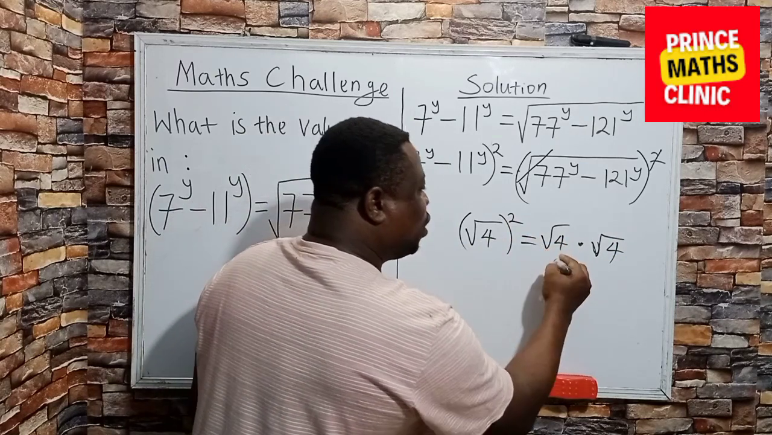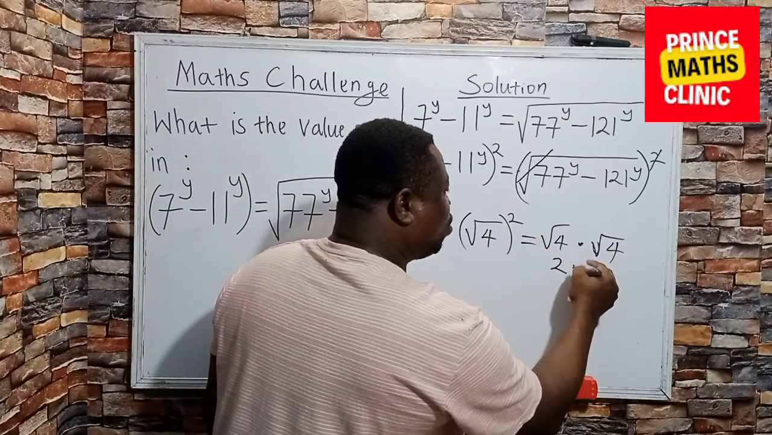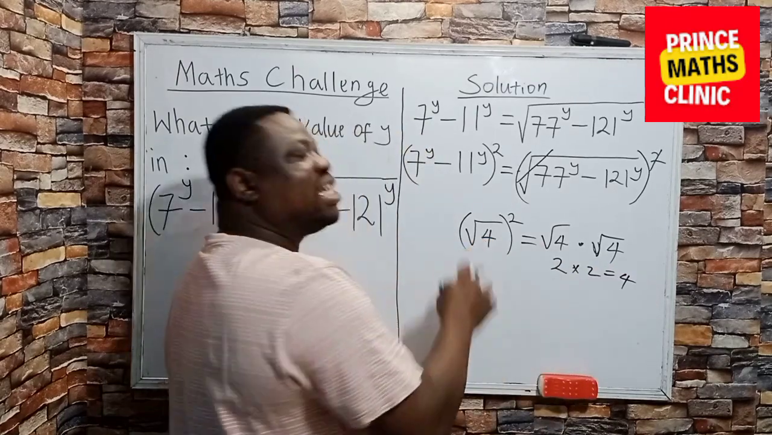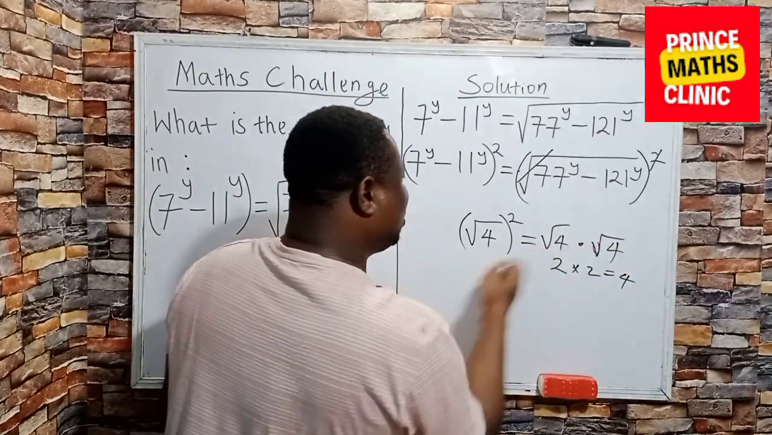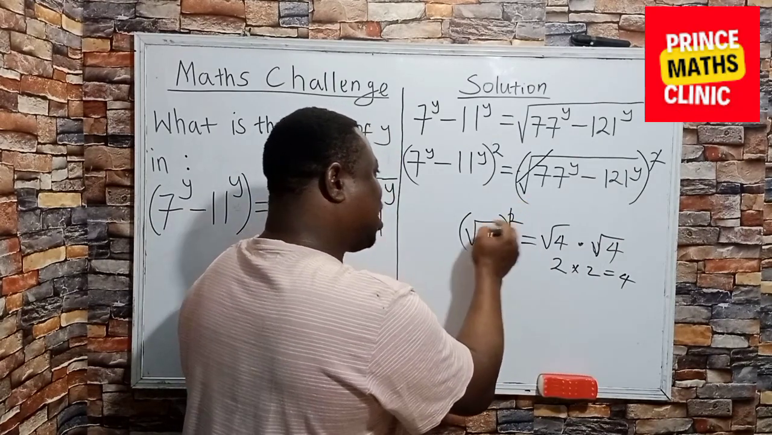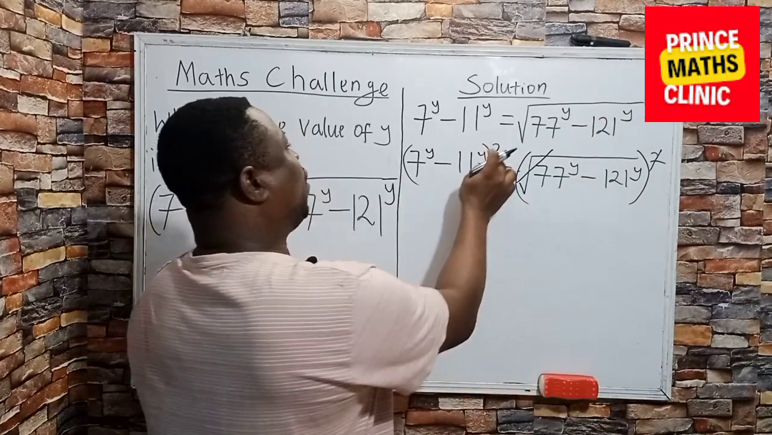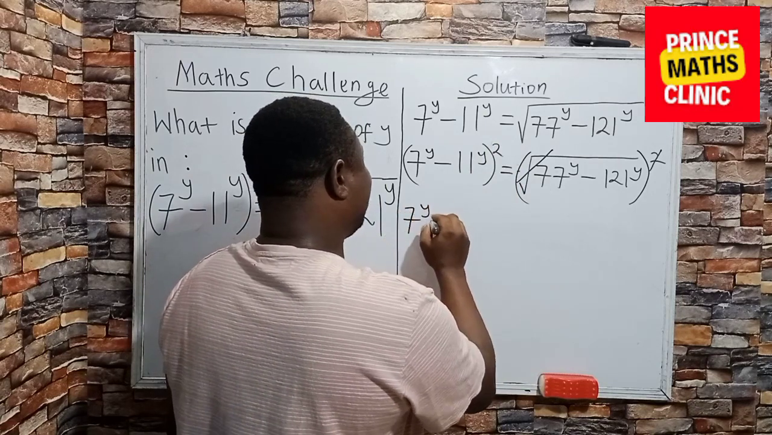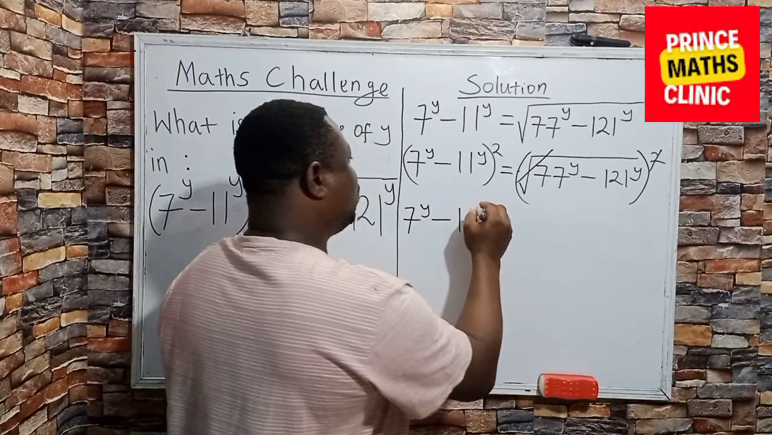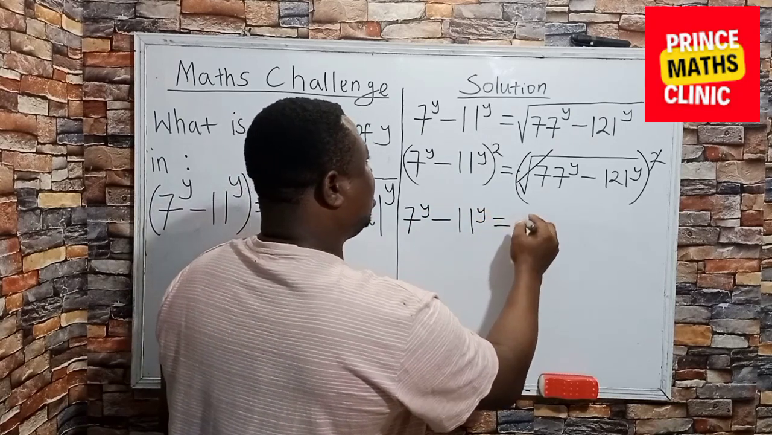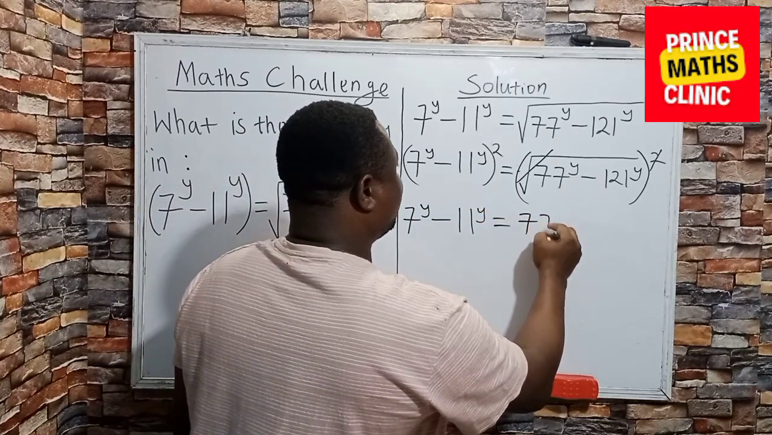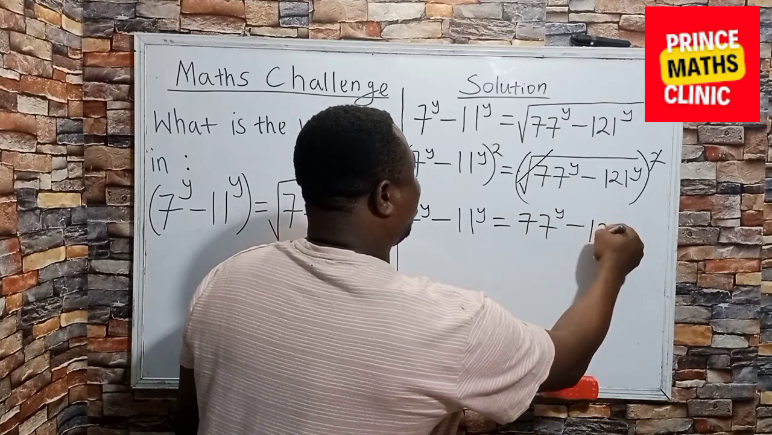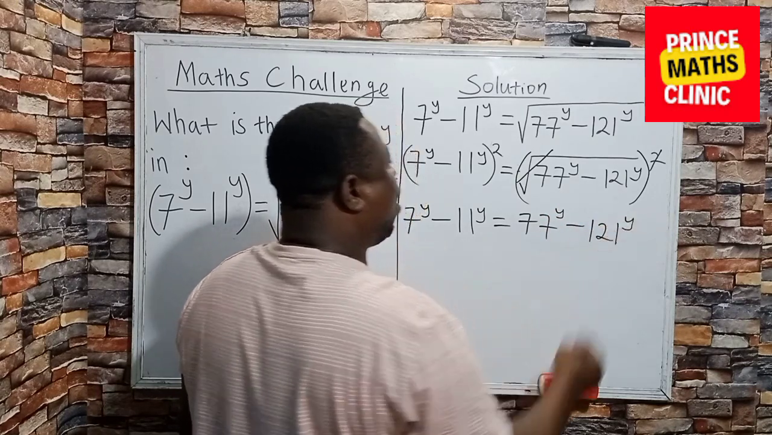And square root of 4 is 2. 2 times 2 gives you what? 4. And 4 is what is inside the square root. So to save us all this stress, just the square cancels the square root. Therefore, this is 7 to the power of y minus 11 to the power of y equals 77 to the power of y minus 121 to the power of y.